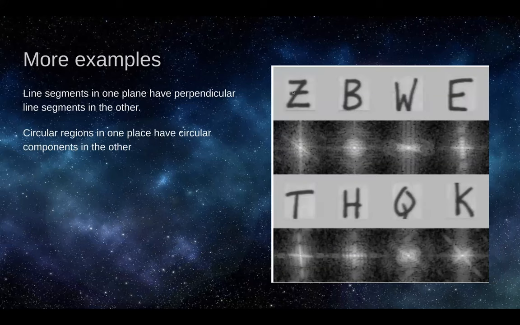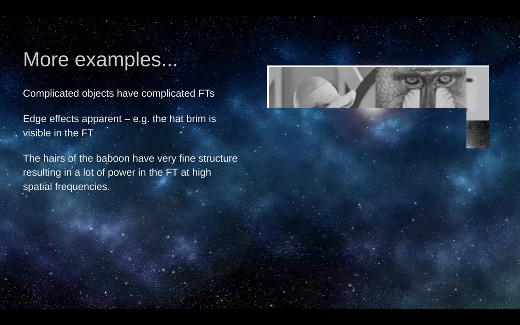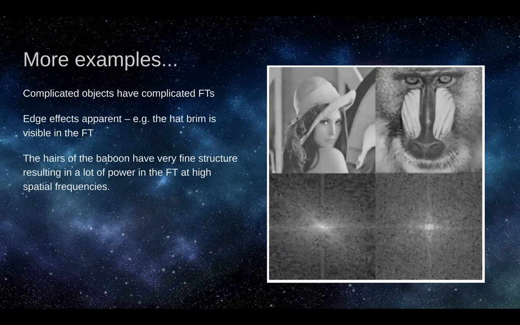And you can see, for example, the Z here or the T, they look pretty clear. Even the Q does, but something a bit more complicated like B, or even W, looks a little bit weird in the Fourier transform. Once again, this is really just me trying to give you more intuition for the Fourier side of things, what we're really doing in practice. And here we go, some more examples.